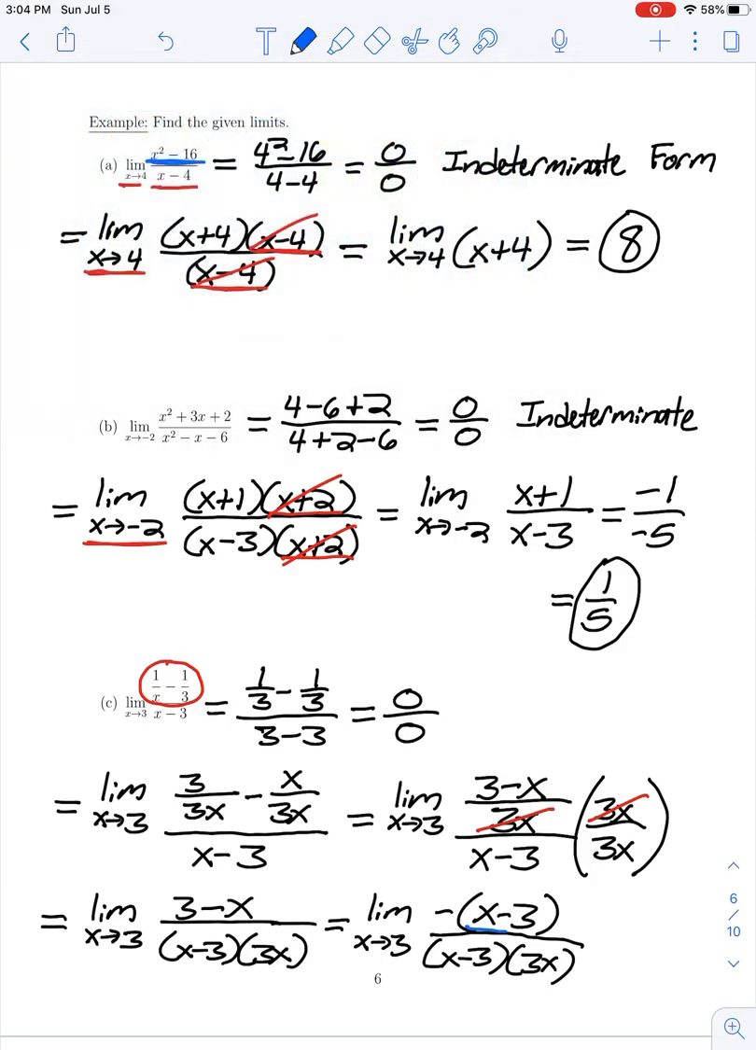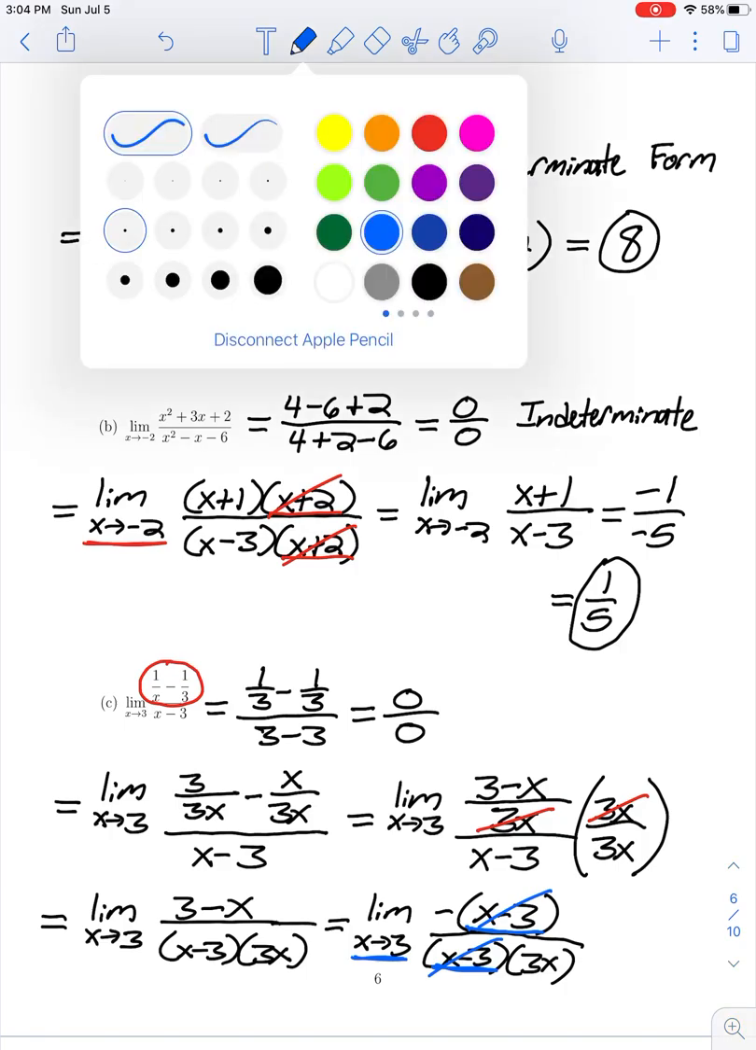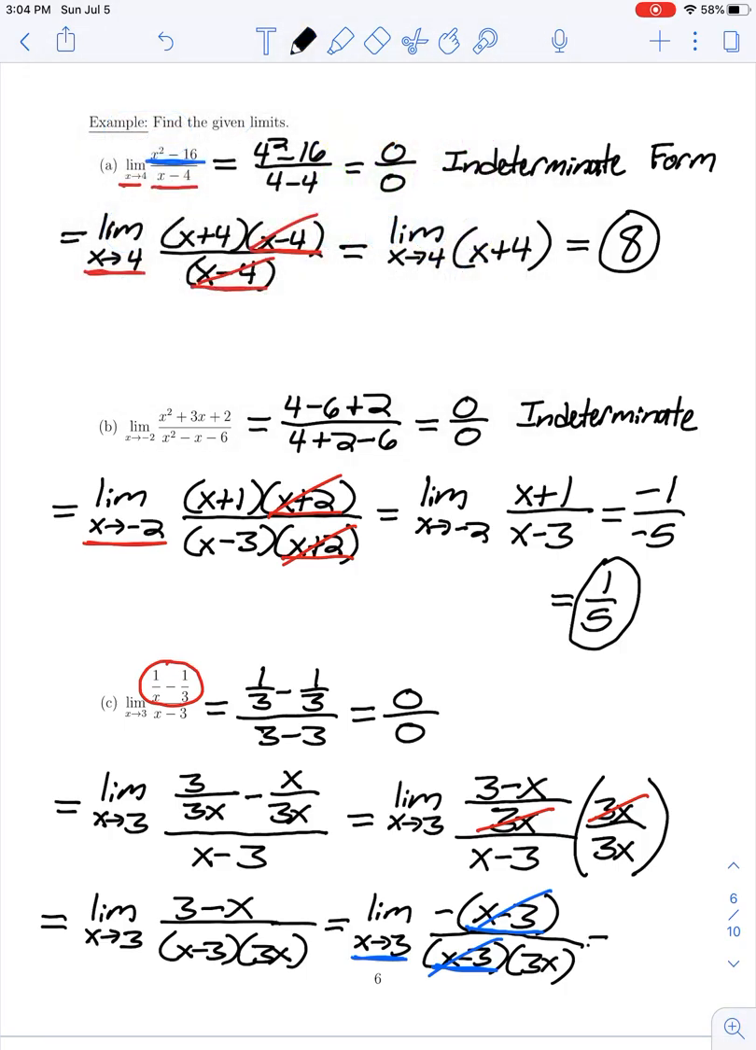So at this stage, we find there's a common factor of x minus 3 in the numerator and denominator, which we can cancel since we're only taking values of x that are close to 3. And we're left with the limit as x approaches 3 of negative 1 divided by 3x. So now this is the limit of a rational function, and I can evaluate by simply plugging in the value for x, which would give me negative 1/9.